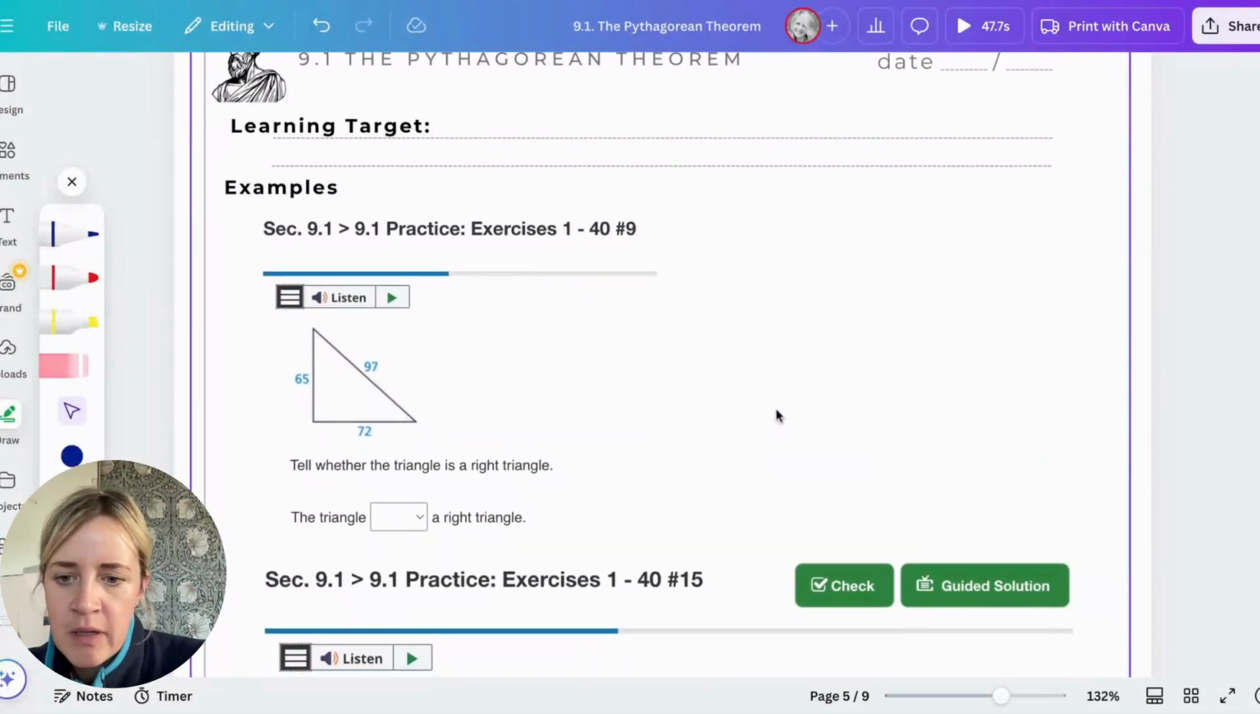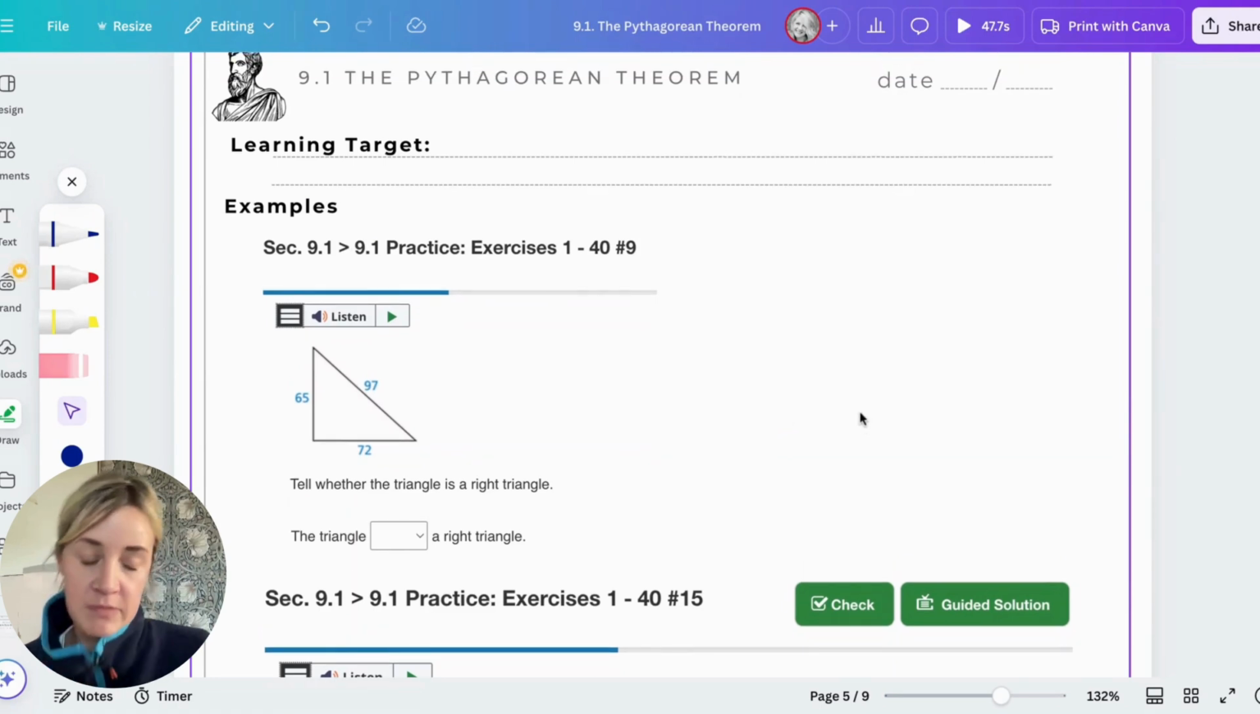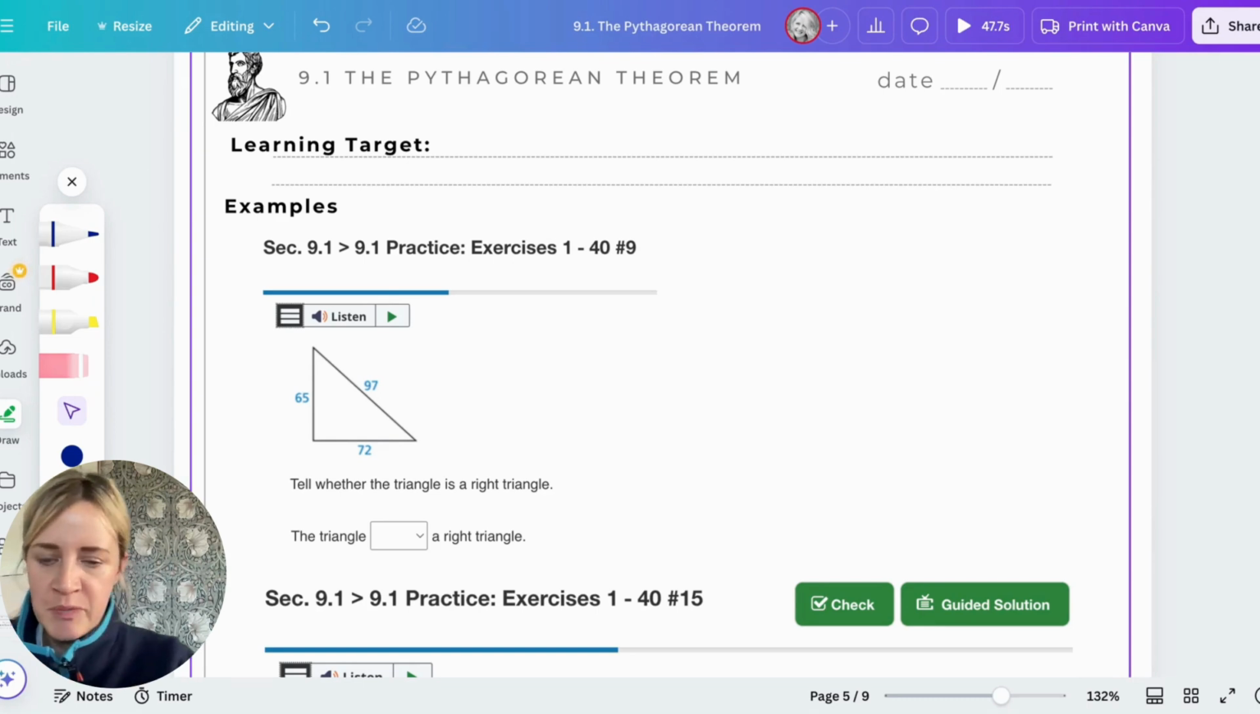Problems here, we are going to use that information about the converse of the Pythagorean theorem and then determine what kind of triangle it is. So the first one here just says tell whether it's a right triangle. The triangle is or is not a right triangle here.